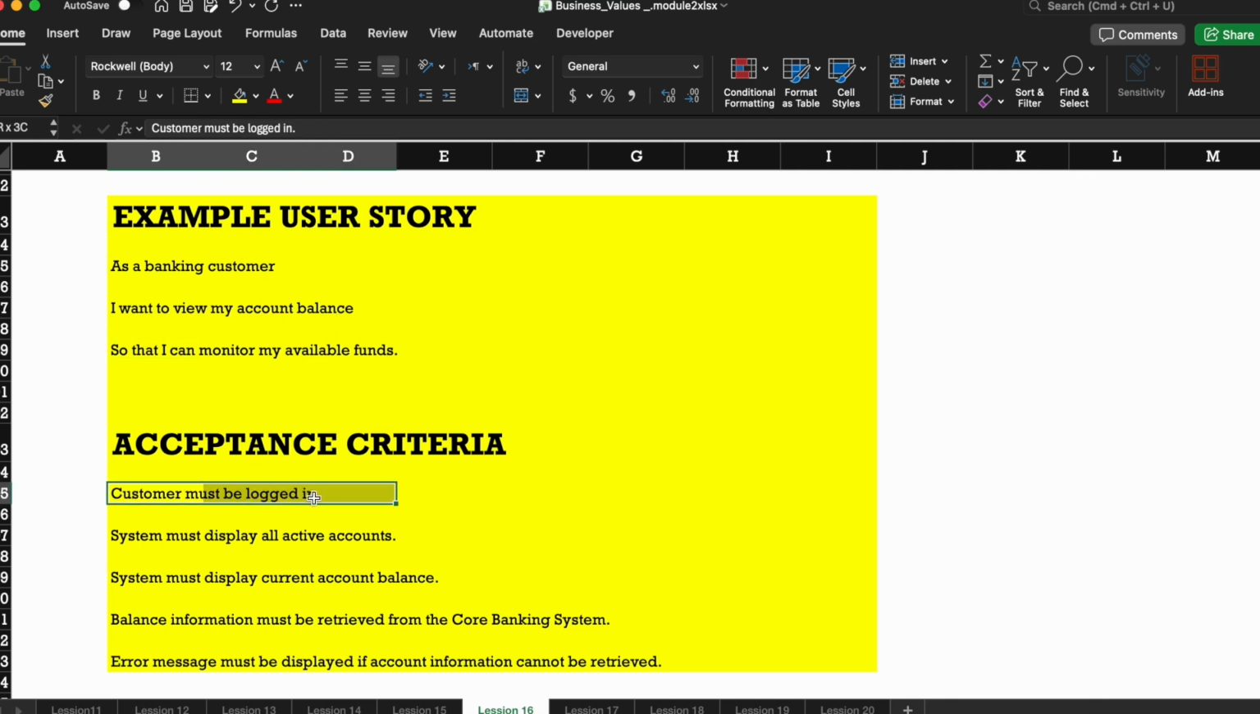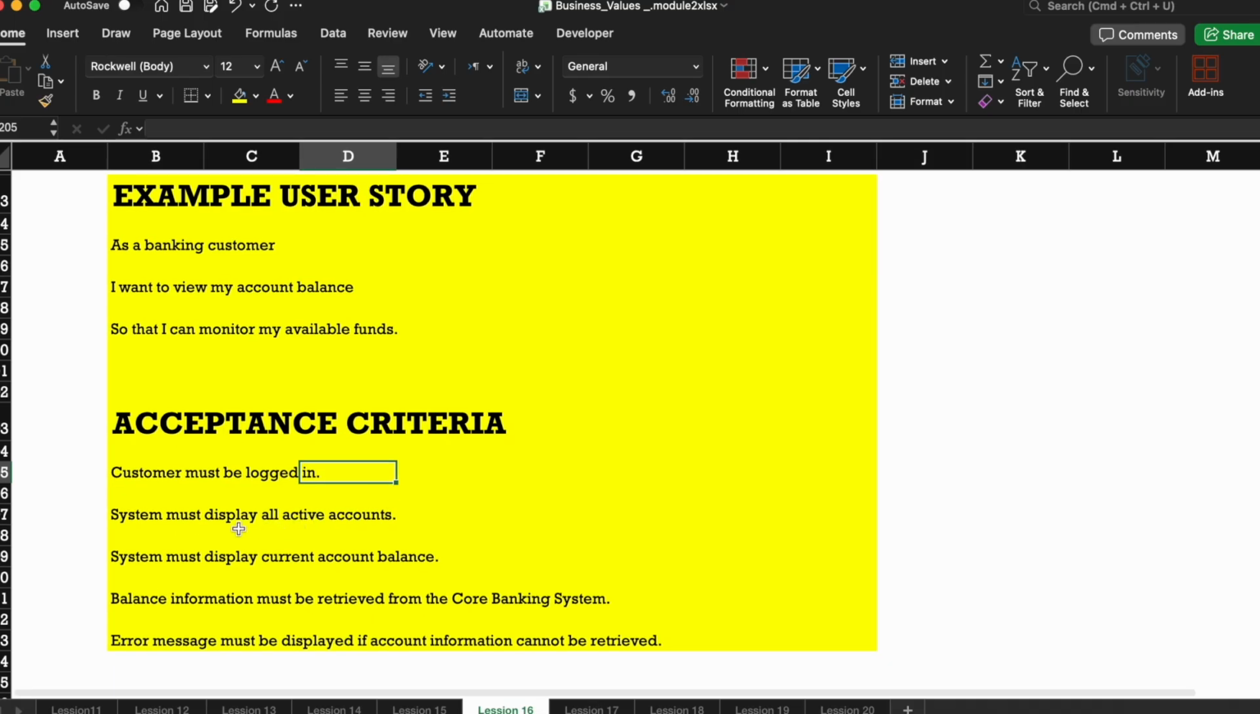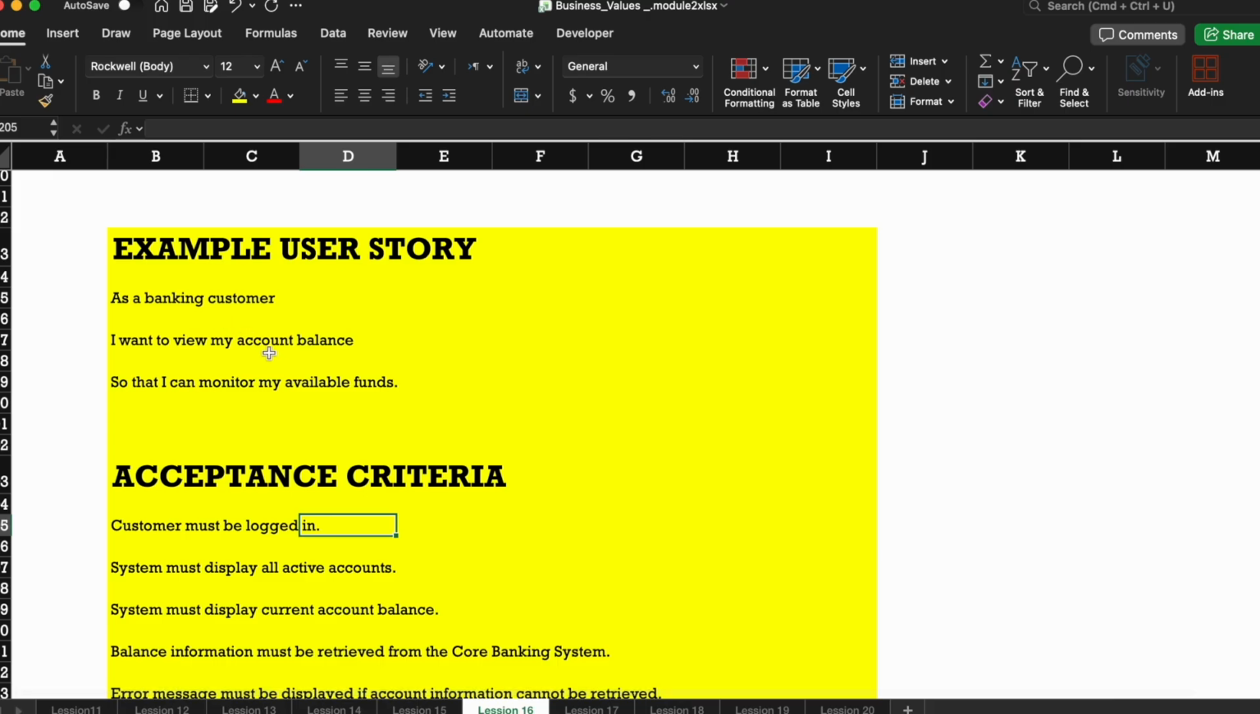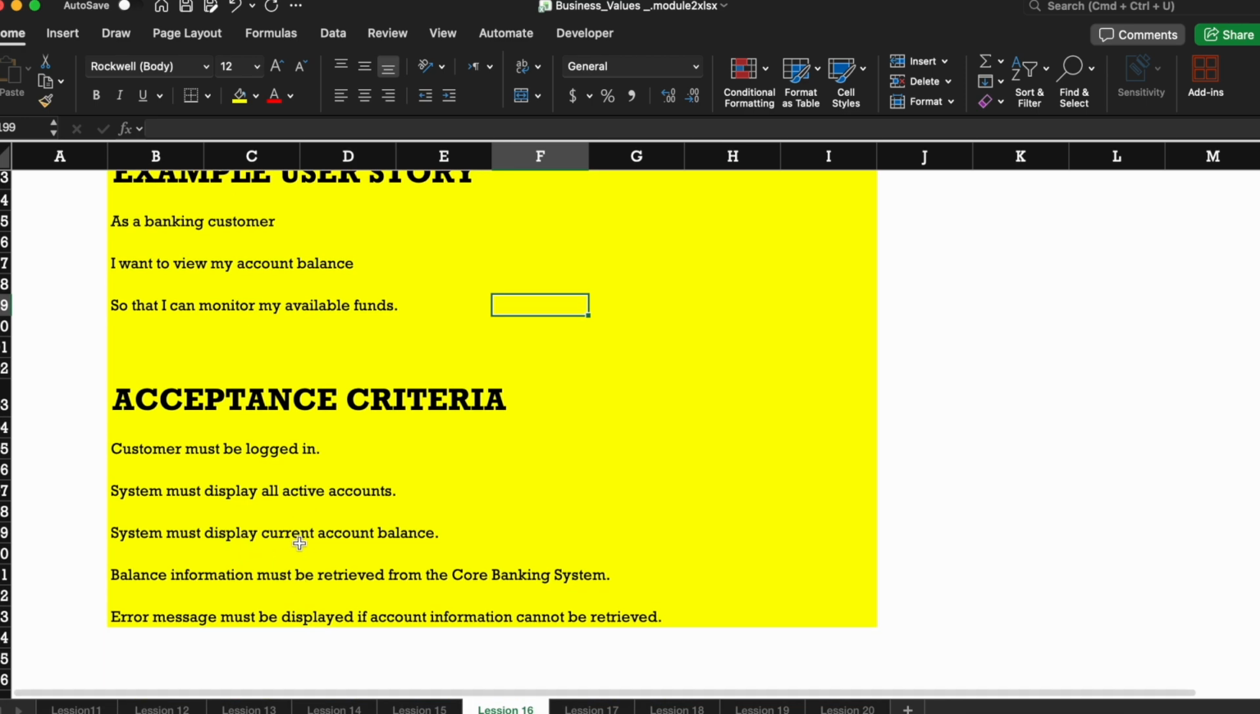in. This is a precondition, right? If they cannot log in, they cannot view the balance, right? So you have to give the precondition, the given. System must display all the active accounts. So you see, the customer is viewing a particular account. A customer can have multiple accounts: checking account, savings account, loan account, right? So these are all preconditions. If the system cannot display all the active accounts, the customer cannot use this feature, right? So these are preconditions. System must display current account balance.